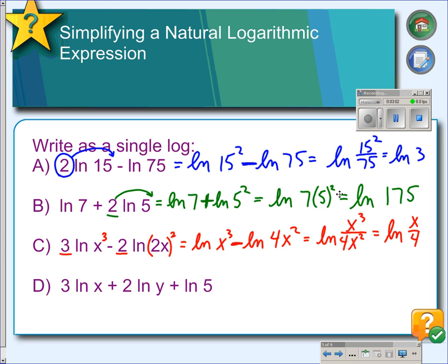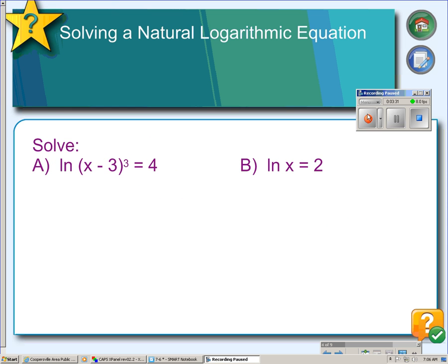In our final example here, we have a coefficient here, which turns into an exponent. Coefficient here turns into an exponent. And so then we have all these pluses that turn into multiplications. So we have natural log of x cubed times y squared times 5. So there it is, condensing logs.